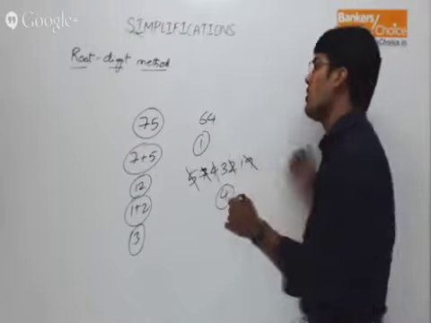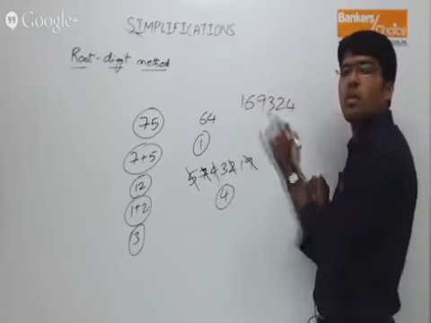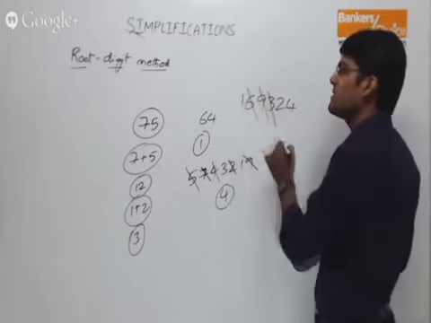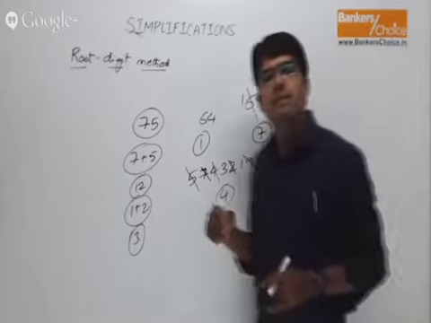For example, now if I ask you, what is the root digit of 169324? Don't add all of them. 6 and 3 is gone, 9 is gone. 2 plus 4, 6, 6 plus 1, 7. The root digit here is 7. So this is what is basically meant by root digit.